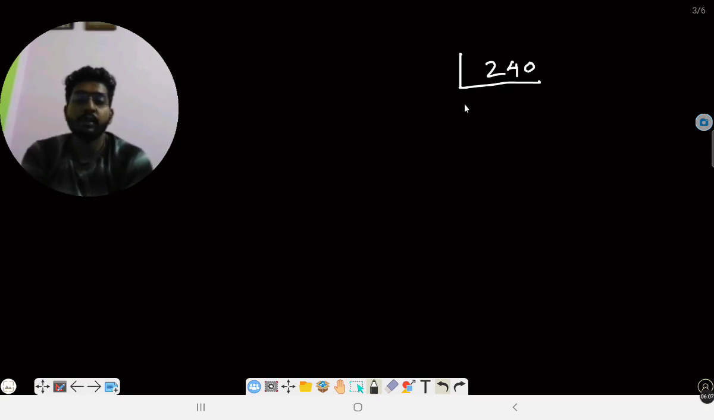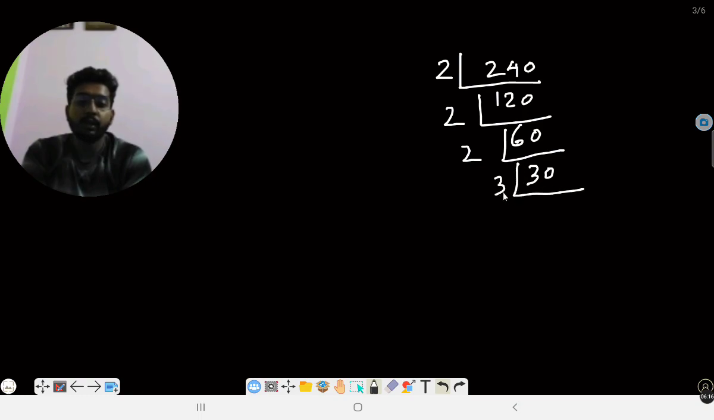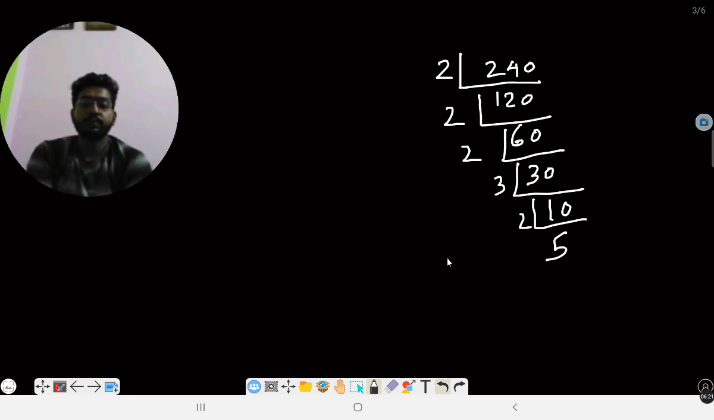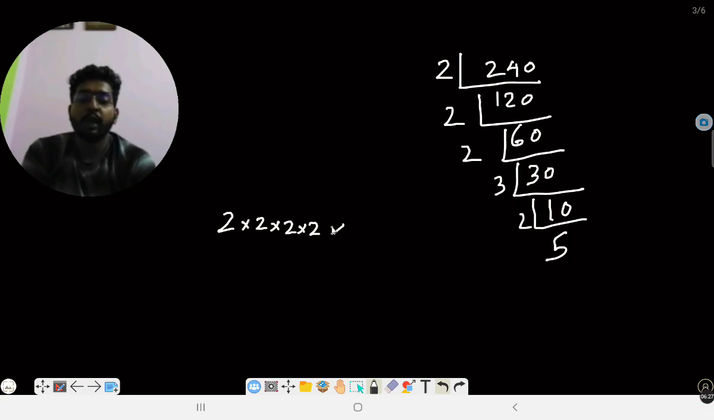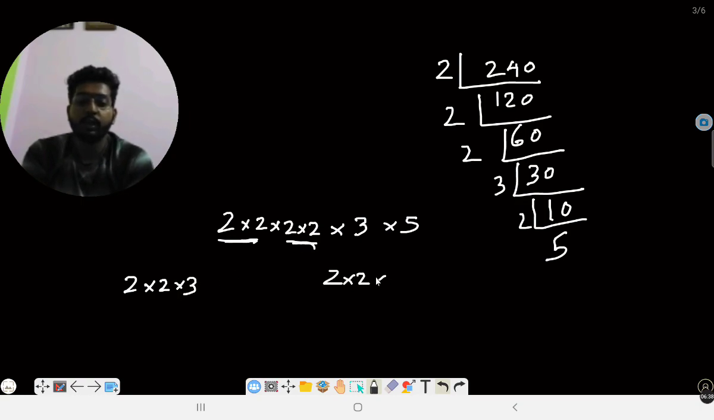Now find the factorization. 240 can be written as 2 times 120, 120 is 2 times 60, 60 is 2 times 30. Now 30 is 3 times 10, and 10 is 2 times 5. So how many 2's are there? There are four 2's, that means 1, 2, 3, 4, and one 3 and one 5. Suppose I take two 2's and one 3, and again two 2's and one 5. So two 2's are 4, 4 times 3 is 12, and two 2's are 4, 4 times 5 is 20. Now you can see 20 minus 12 is 8.